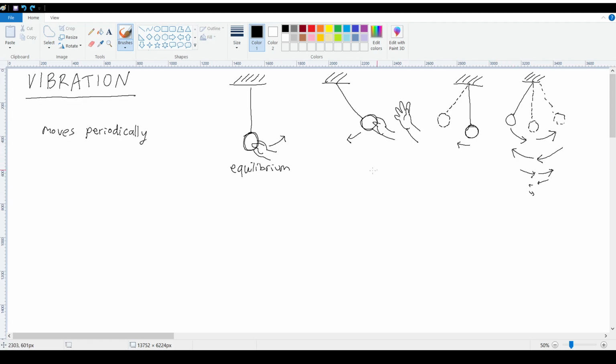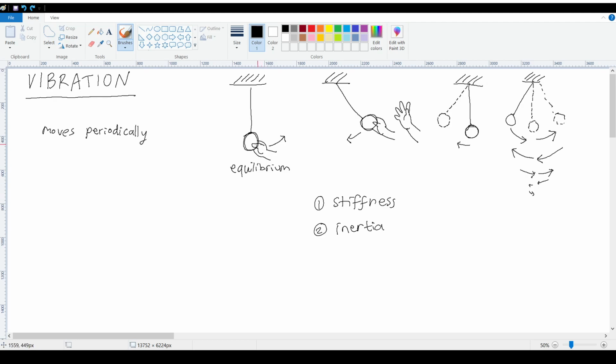Now, we can analyze why this happened. Basically, it is because this system, this oscillator, has two important characters. The first one is stiffness, and the second one is inertia. Stiffness is when an object tends to get back to its initial condition. So when an object is subjected to a displacement, it will move again to that initial position.